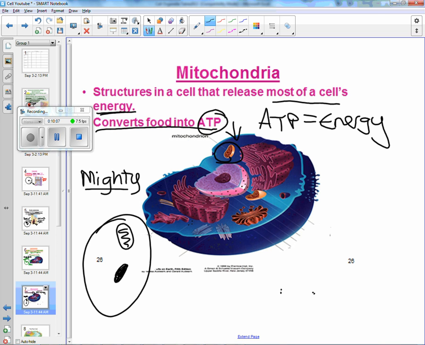It's very mighty because it has all this energy. It's the power source of the cell. It's like the battery or the generator of energy. Super important because in order to do anything, you need energy. A type of cell with tons of mitochondria is a muscle cell because it has tons and tons of energy it needs to perform its function.